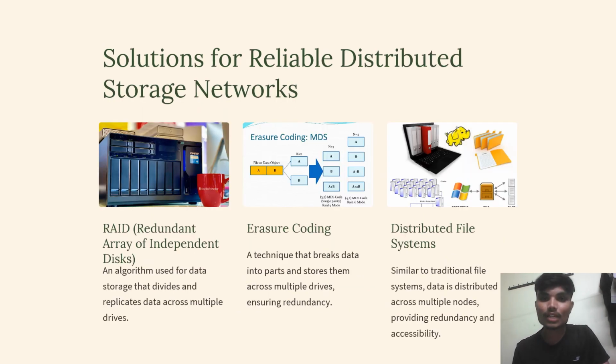So some of the solutions for reliable distributed storage networks. RAID, redundant array of independent disks, an algorithm used for data storage that divides and replicates data across multiple devices. Erasure coding, a technique that breaks data into parts and stores them across multiple devices, ensuring redundancy. Distributed file system. Similar to a traditional file system, data is distributed across multiple nodes, providing redundancy and accessibility. Here are some pictures which show RAID, erasure code, and the distributed file system.